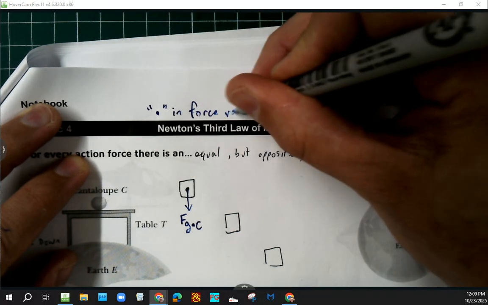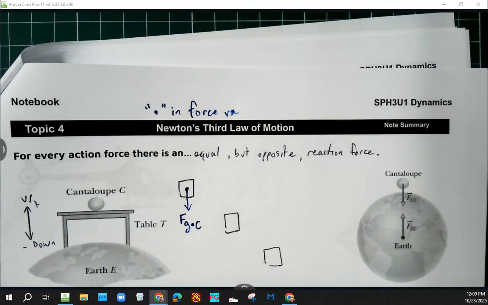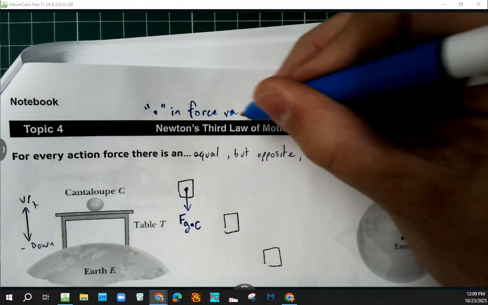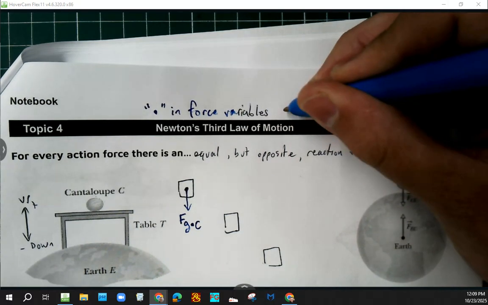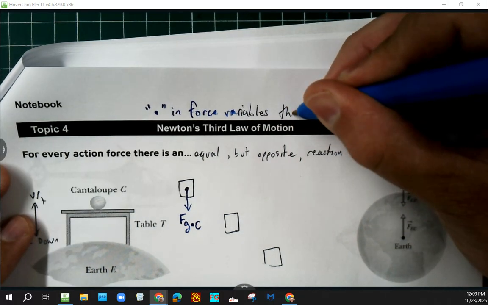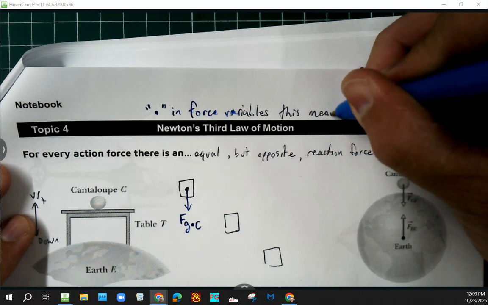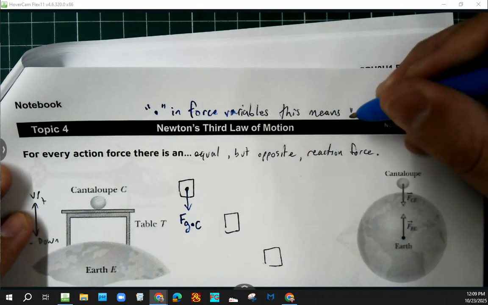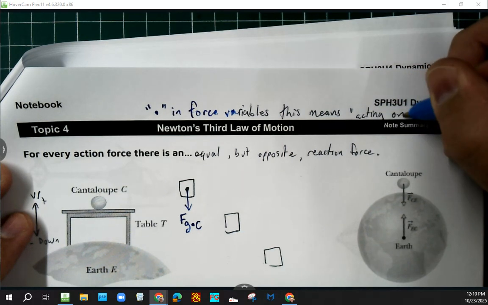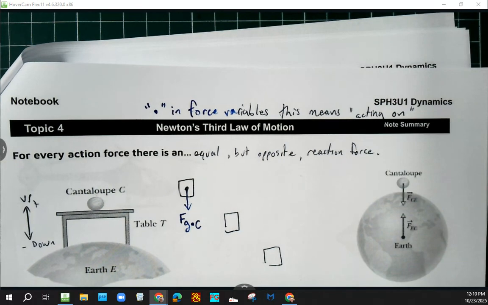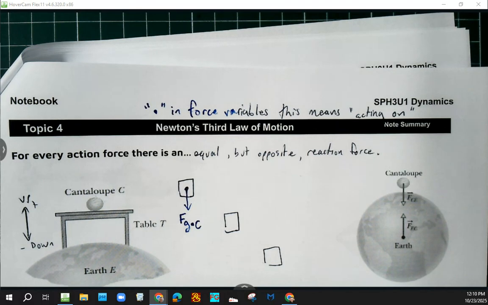Variables. Oh, my pen is dying. I'm going to have to switch over to another pen. Variables. The dot means, I'll put it in quotes, acting on. Okay, end quote. So if I'm talking about FG.C, the way I would read that is force of gravity acting on a cantaloupe. Okay, cantaloupe's kind of melon in case you don't know.